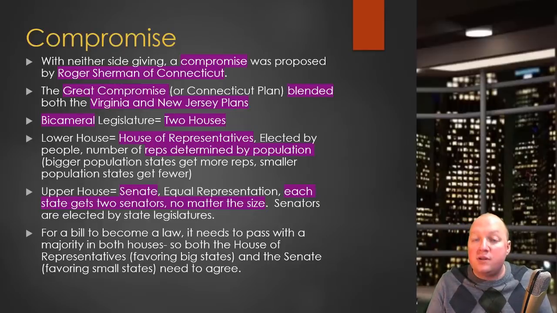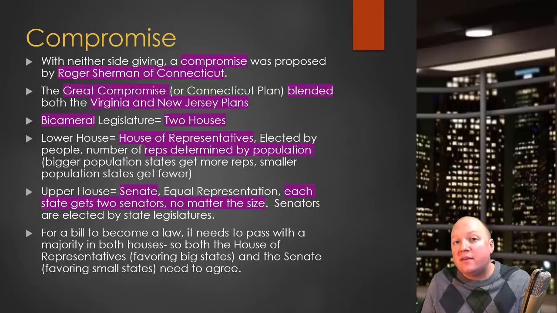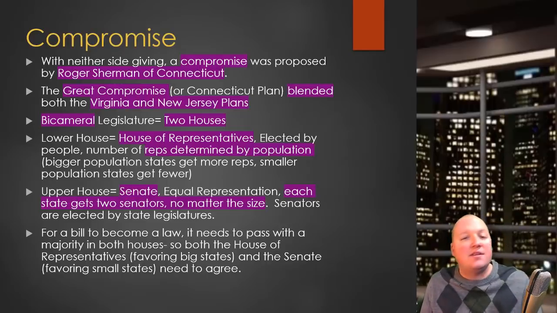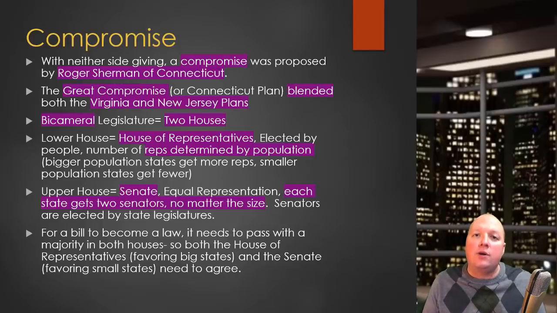So for a bill to become a law, it's got to pass the House of Representatives, where it's based off population and it's good for the big states, and it has to pass the Senate, which is equal representation. Every state gets 2 senators if you're big or small. That's good for the small states. So laws can only be created if they pass both the House and the Senate, which means they have to be good for both big states and small states. This is why we call it the Great Compromise.